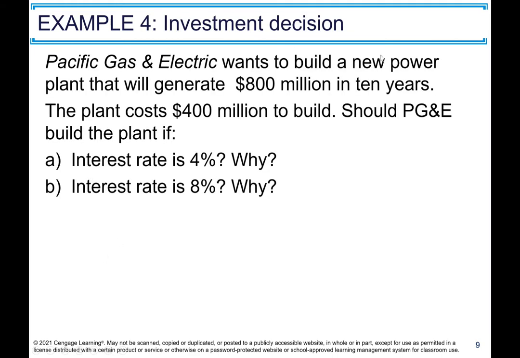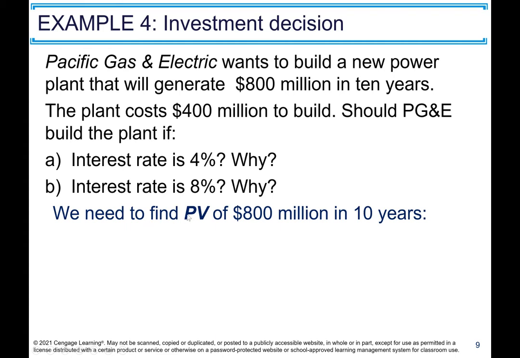Example 4, investment decision. Pacific Gas and Electric wants to build a new power plant that will generate $800 million in 10 years. The plant costs $400 million to build. Should PG&E build the plant? Case A, the interest rate is 4%. Why? What about case B, where the interest rate is 8%? Why?